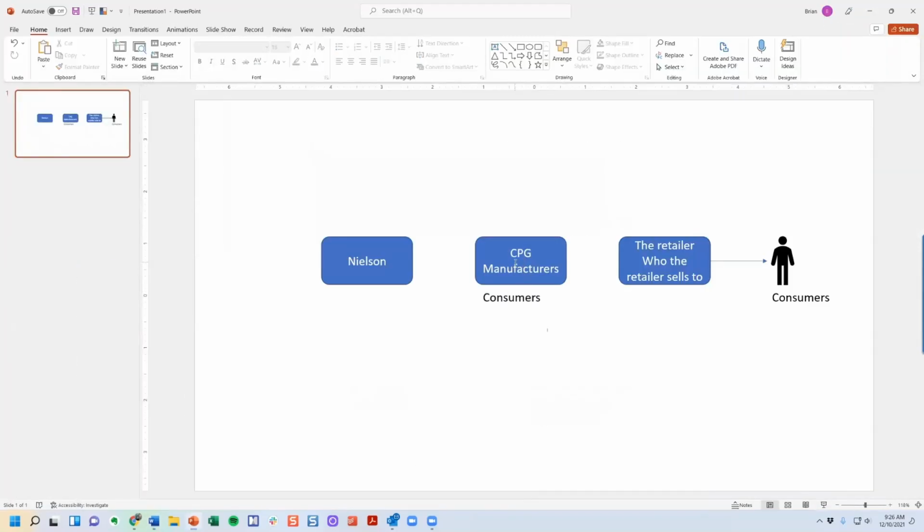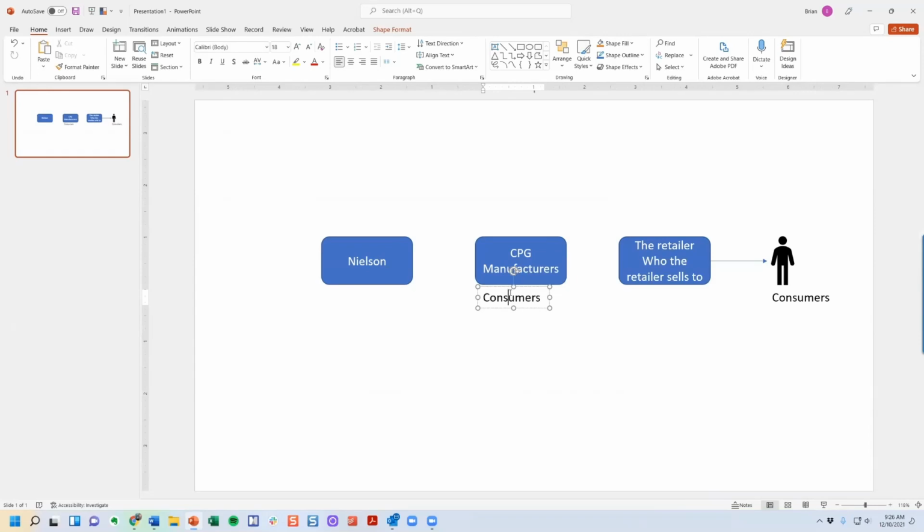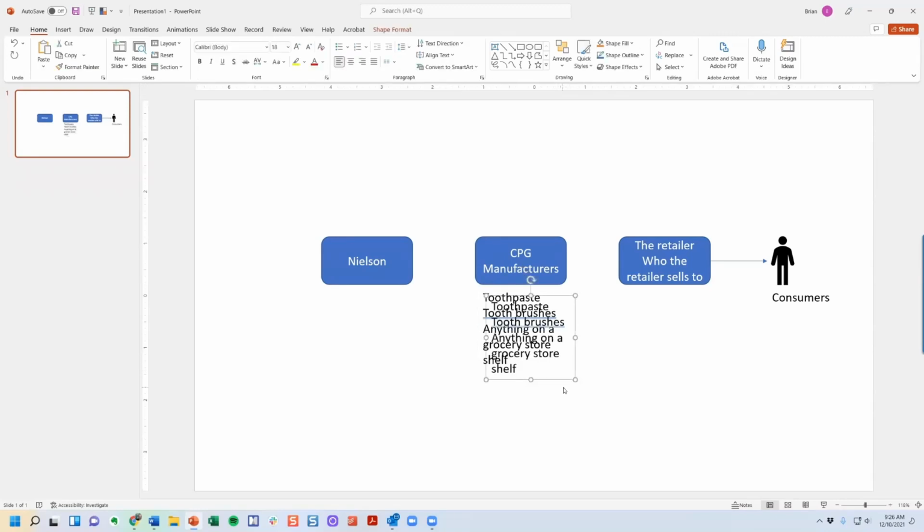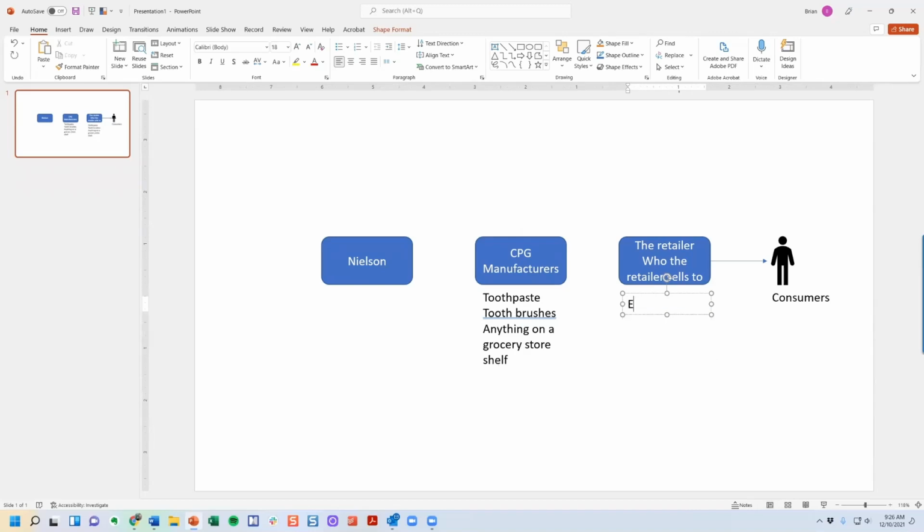So what's a CPG? Well, if you look it up, you're going to see it's like toothpaste, it's toothbrushes, it's anything a consumer consumes. It could be anything on a grocery store shelf. So then if you think about that, who are the retailers? Who are the retailers in Europe?